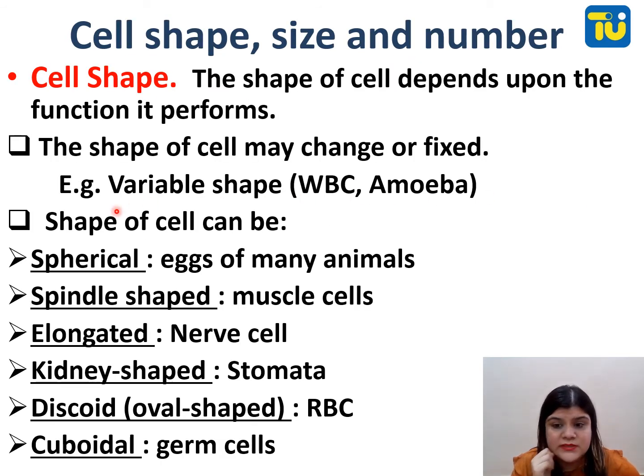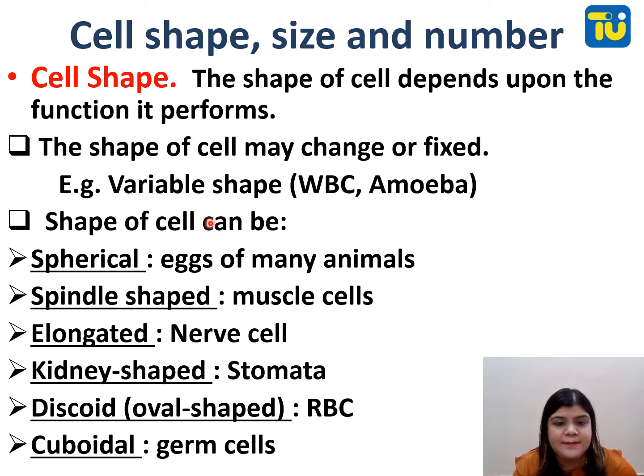We will talk about cell shape, size and number. Cell shape. The shape of a cell depends upon the function it performs. The shape of a cell may vary, may change, or be fixed. Example of variable shapes: WBC and amoeba.